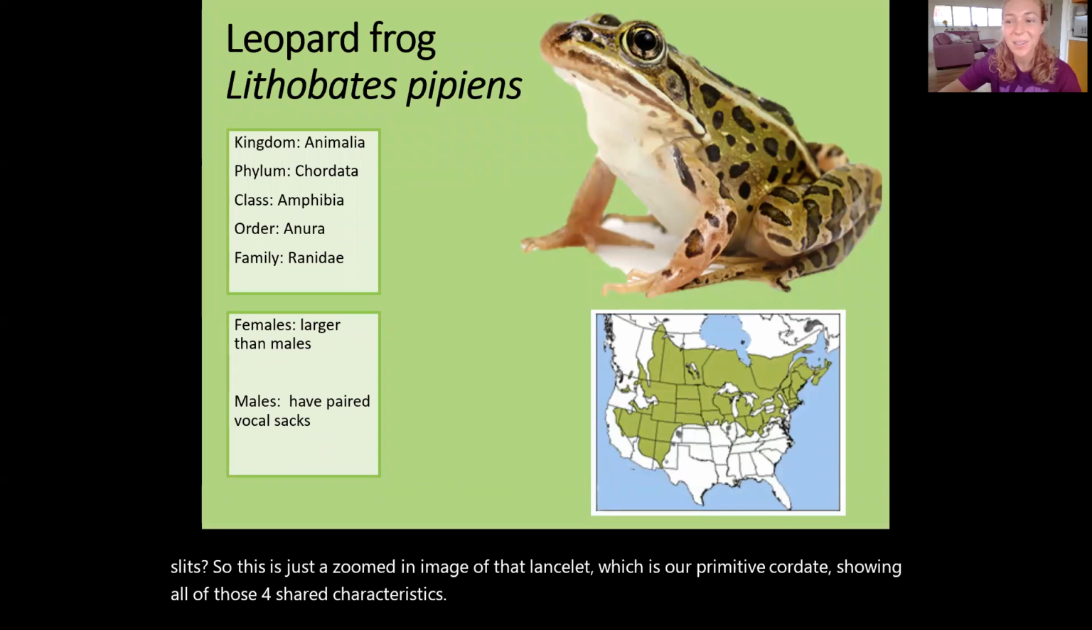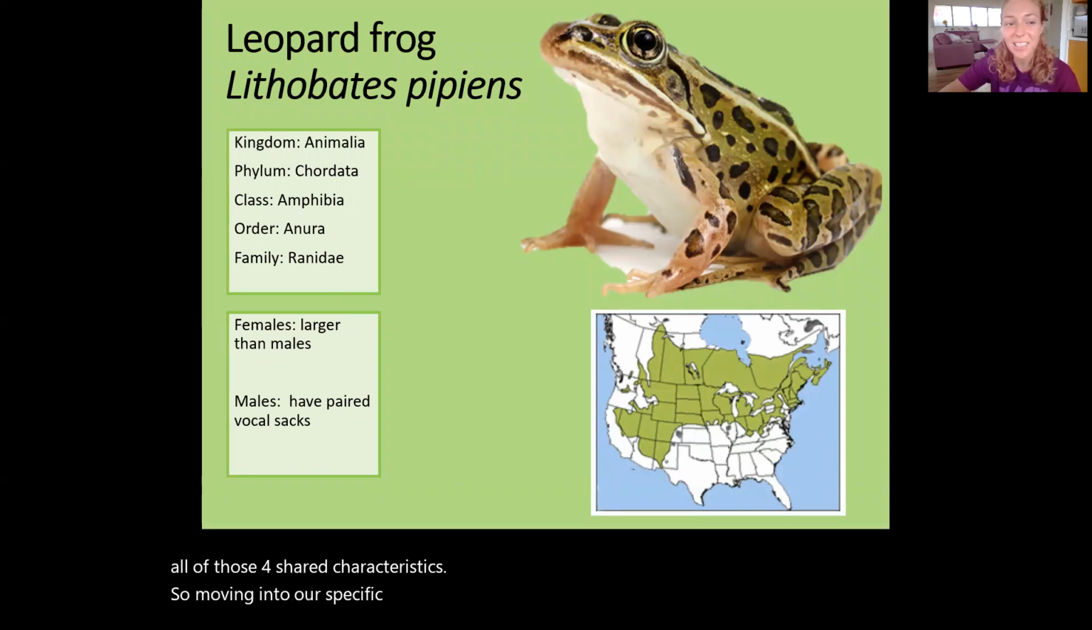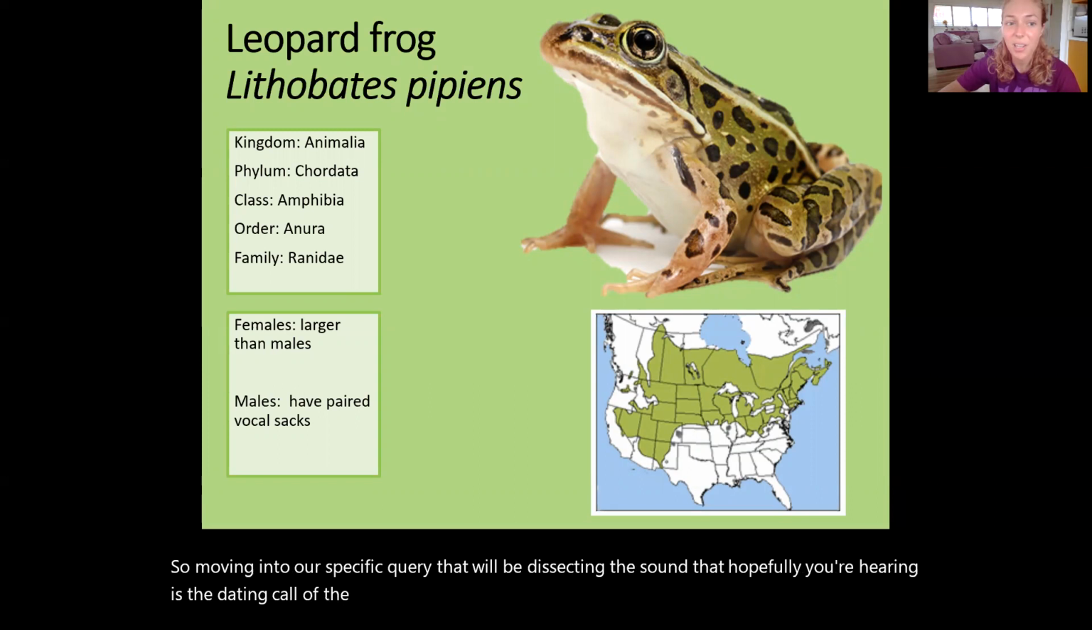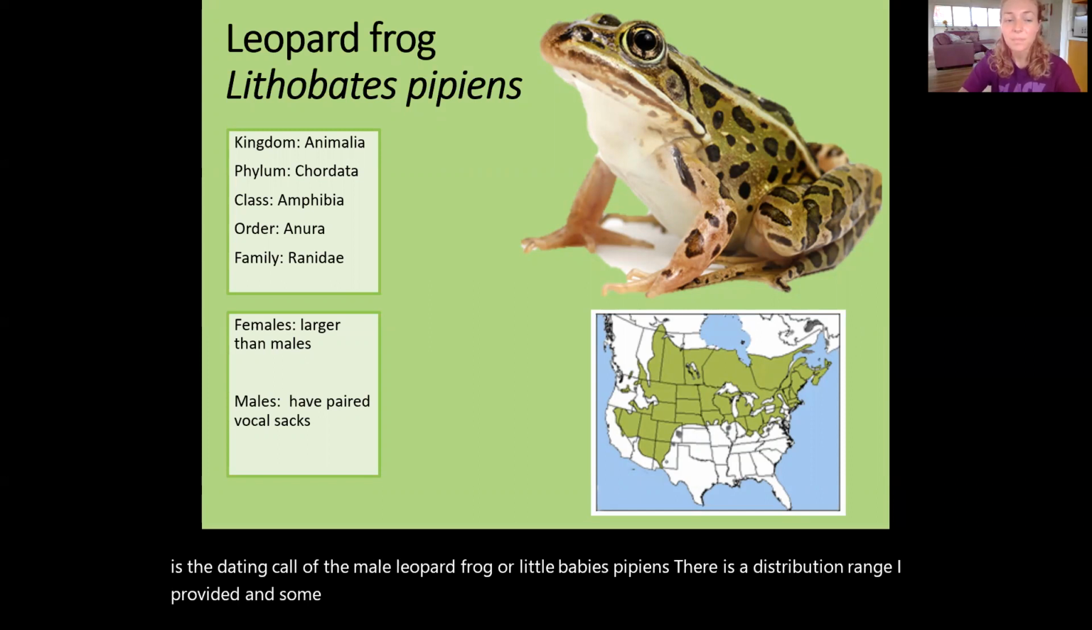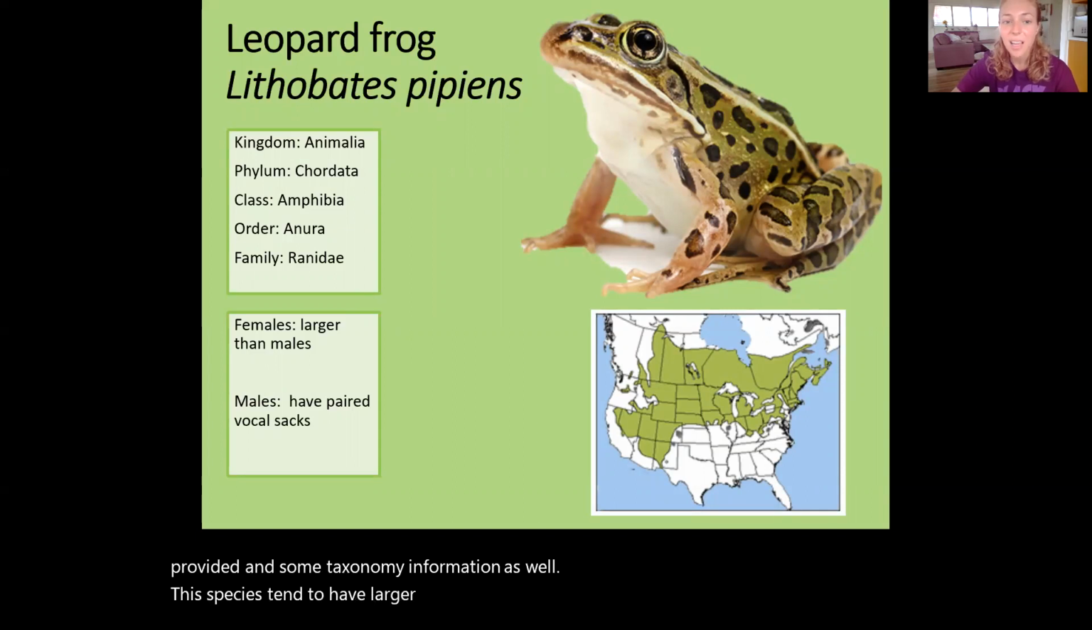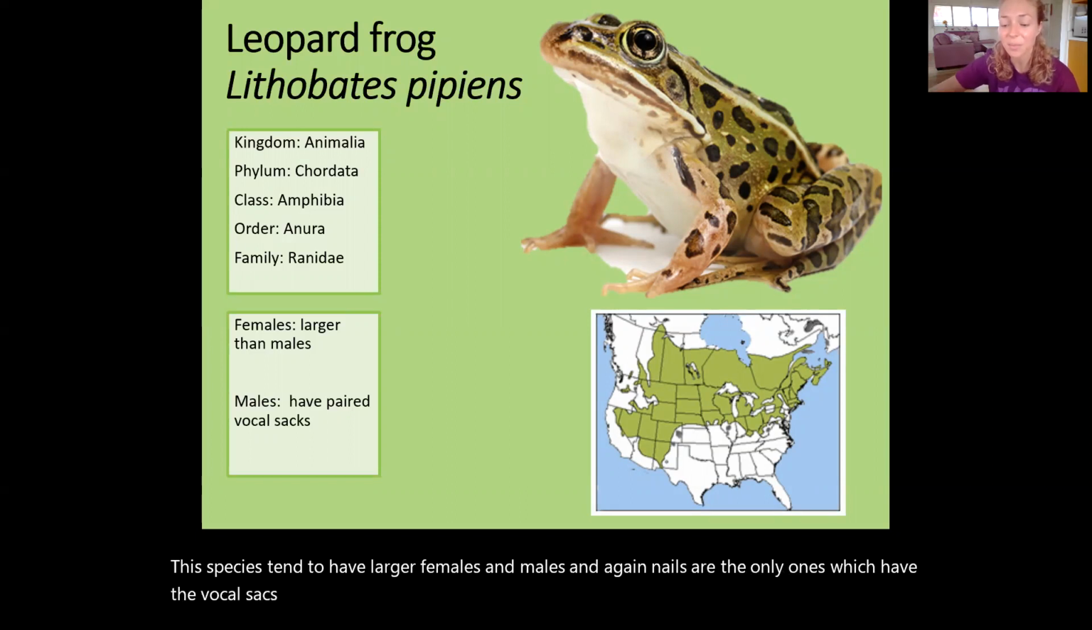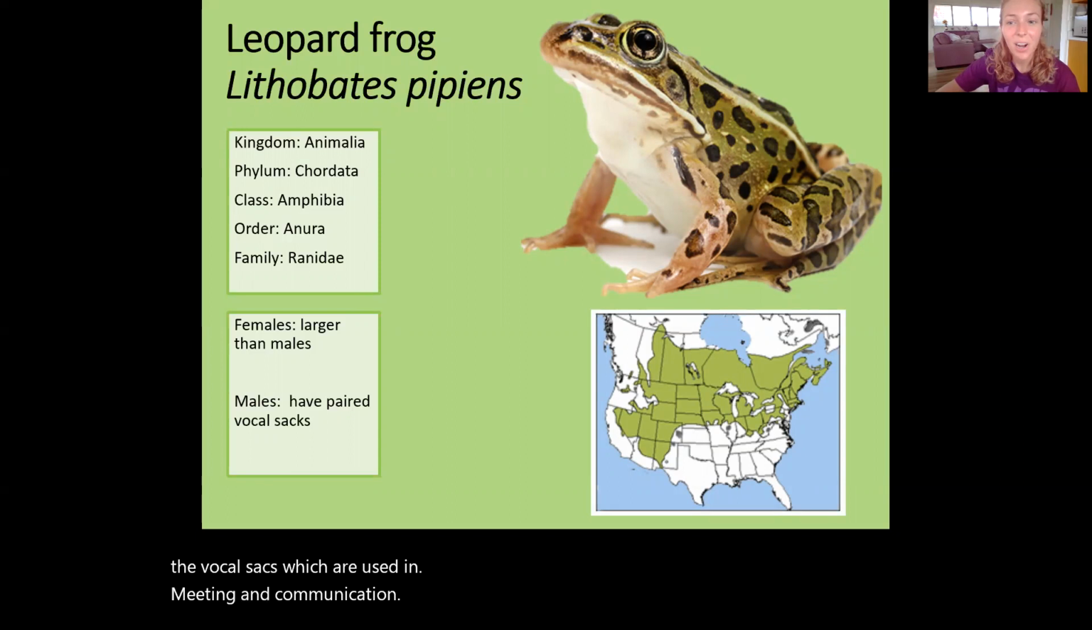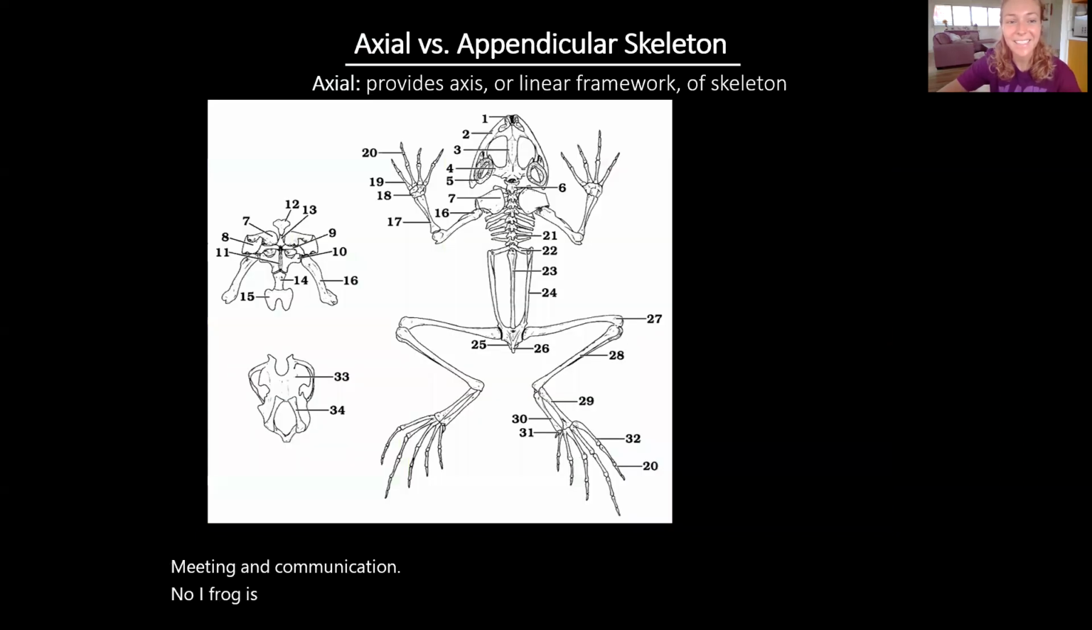So moving into our specific chordate that we'll be dissecting, the sound that hopefully you're hearing is the mating call of the male leopard frog, or Lithobates pipiens. There is a distribution range that I provided and some taxonomy information as well. This species tends to have larger females than males, and again, the males are the only ones which have the vocal sacs, which are used in mating and communication.